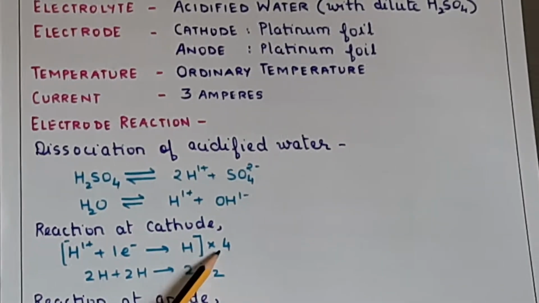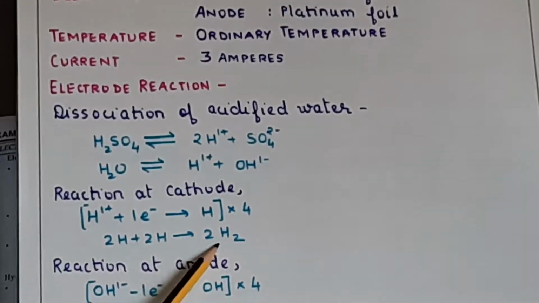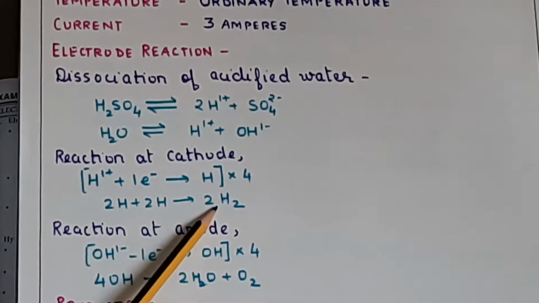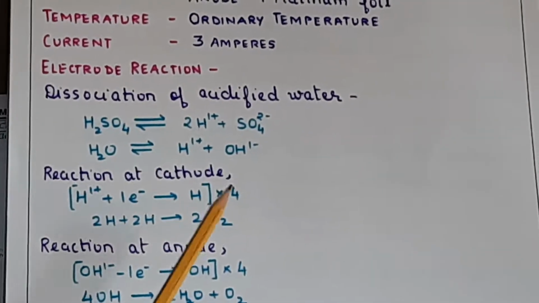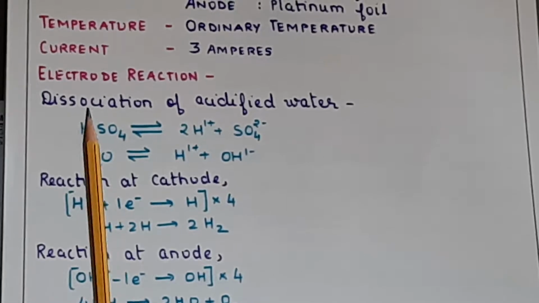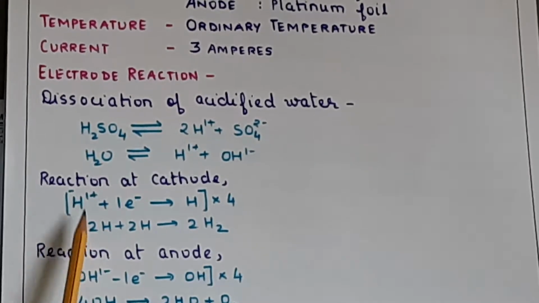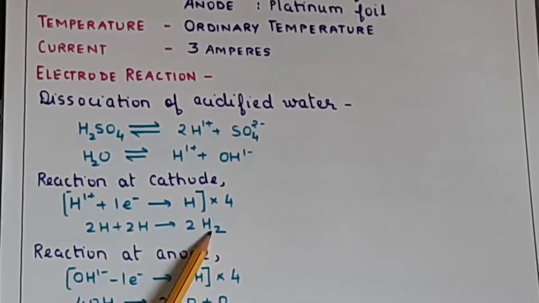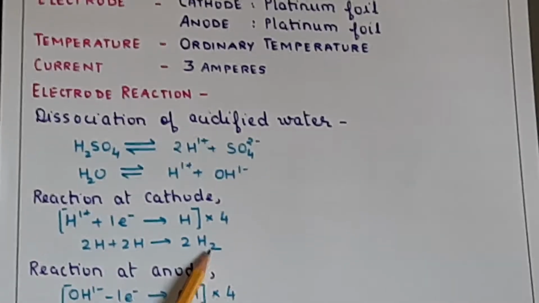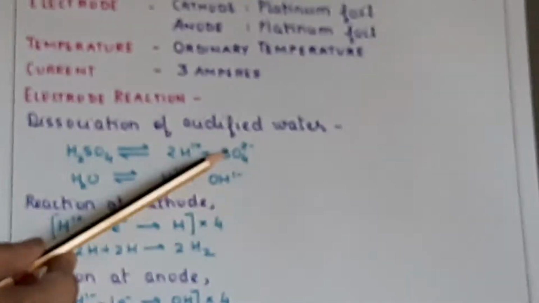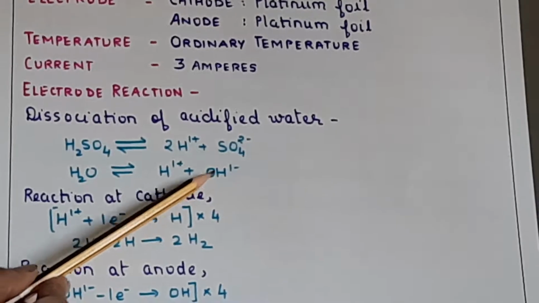Okay. So you multiply this by 4. So you need 2 molecules of hydrogen liberated. Yes. Why? Because in H2O it is 2 volumes of hydrogen and 1 volume of oxygen. So at cathode 2 volumes of hydrogen is getting liberated. Okay, is it clear? Now the sulfate ions and hydroxyl ions, they are what?